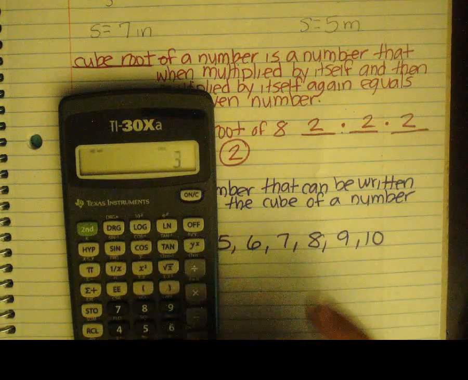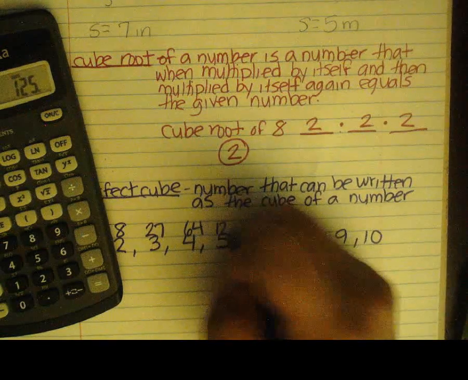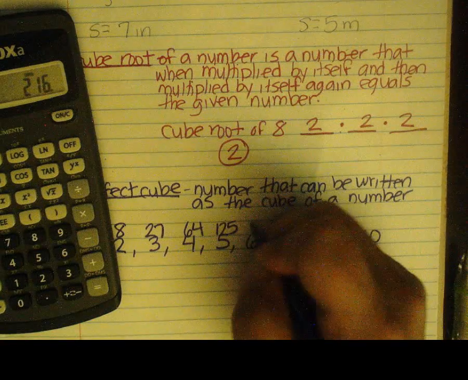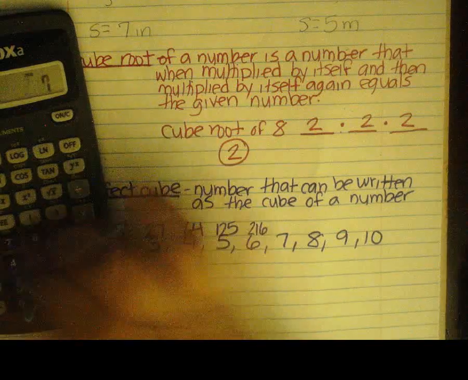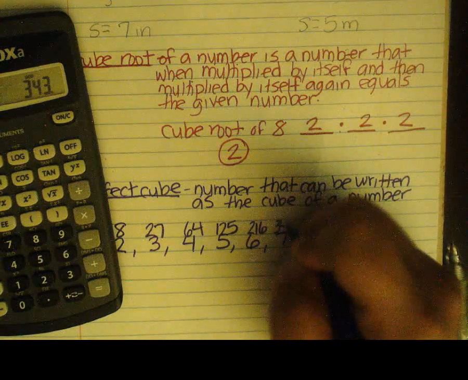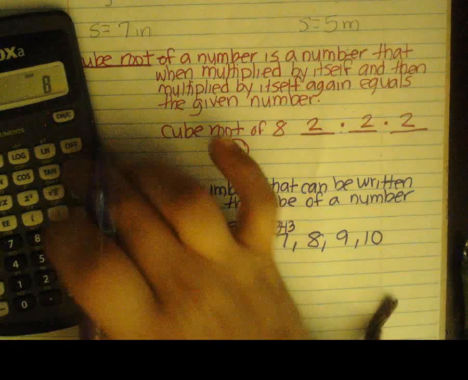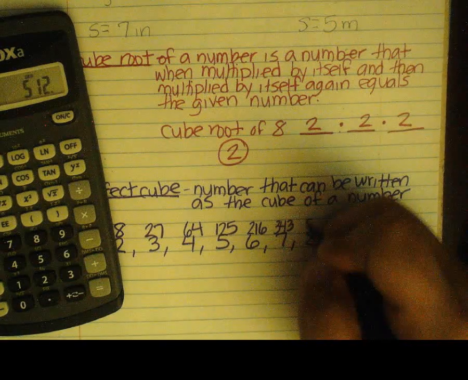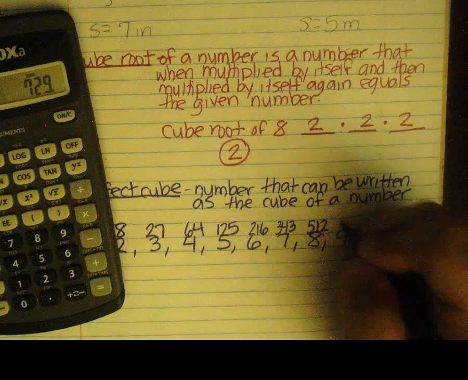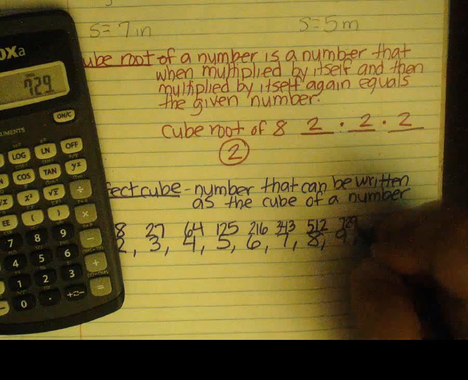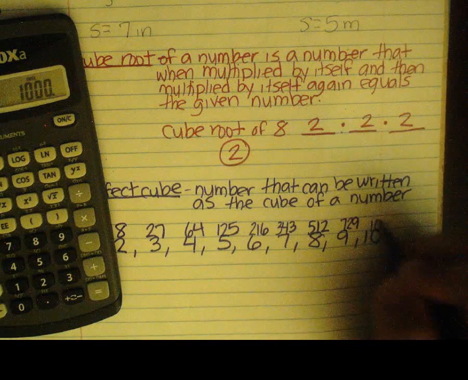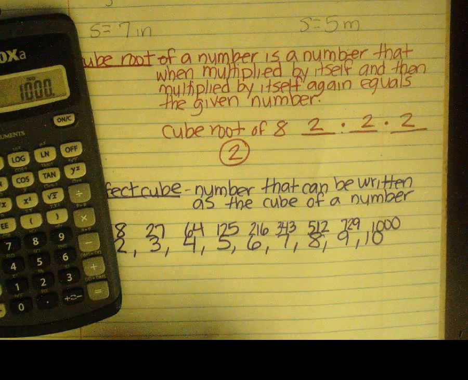5 to the power of 3 is 125. 6 to the power of 3 is 216. 7 to the power of 3 is 343. 8 to the power of 3 is 512. 9 to the power of 3 is 729. 10 to the power of 3 is 1,000.